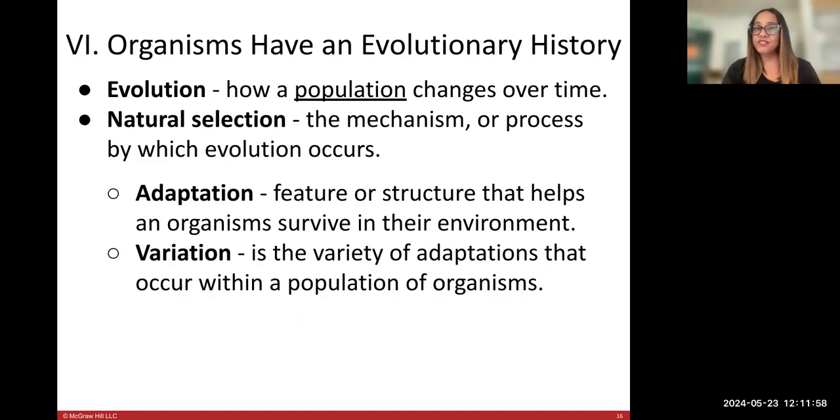Organisms have an evolutionary history. Evolution is how a population changes over time. It's important when we talk about evolution that we're always talking about individual populations. Natural selection is the mechanism or process by which evolution occurs, and natural selection is based on adaptations, which are features or structures that help an organism survive in their environment. It is also based on variation, the variety of adaptations that occur within a population of organisms. Sometimes certain organisms within that population have a better variation that helps them survive just a little bit more, or have a few extra babies, and that is the key to survival for the whole population.